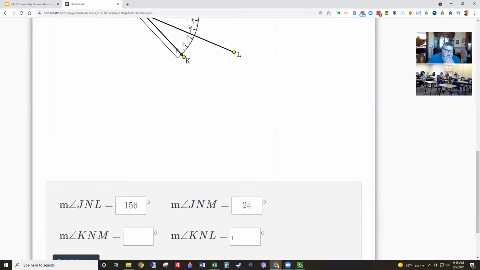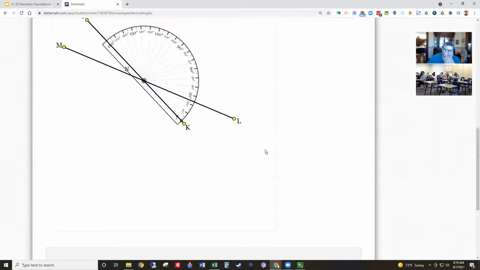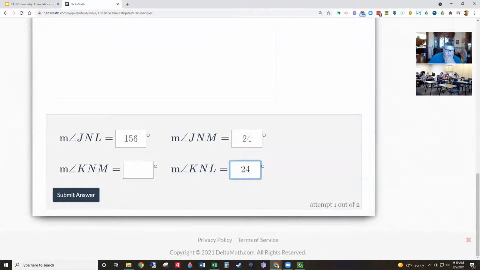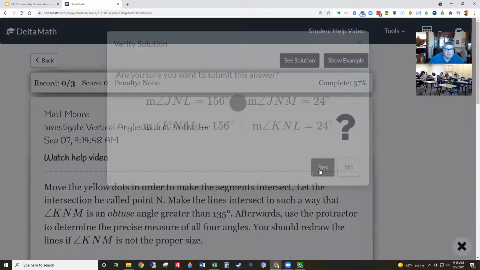LNK, K and L. Well, what was this one over here? 24. So how big's this one over here? 24. Oh, okay. And how big's this one going to be? 156. There you go. Do you see very quickly that vertical angles are going to save you a ton of time?